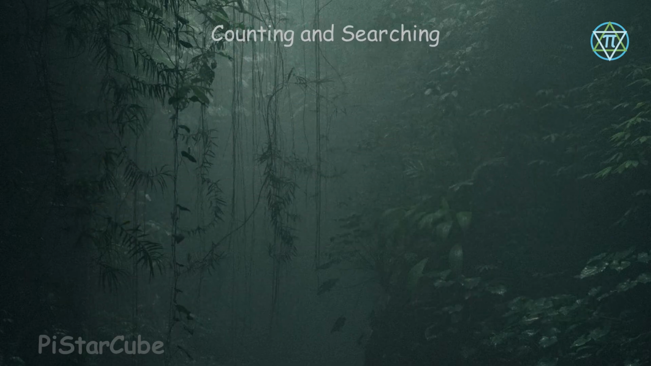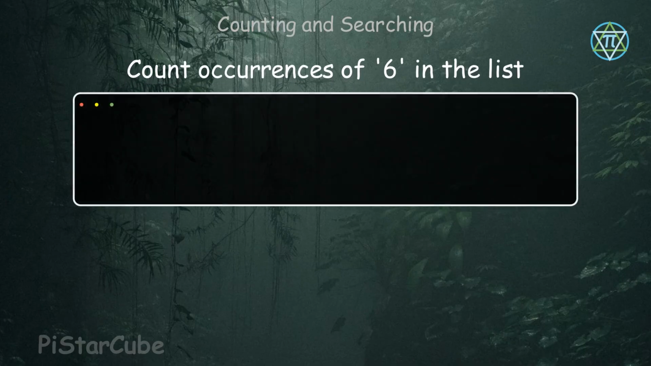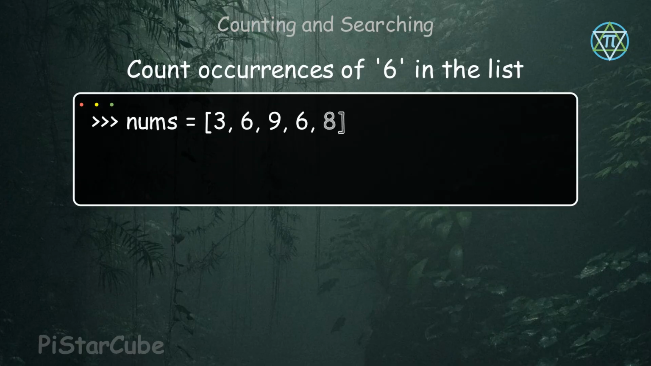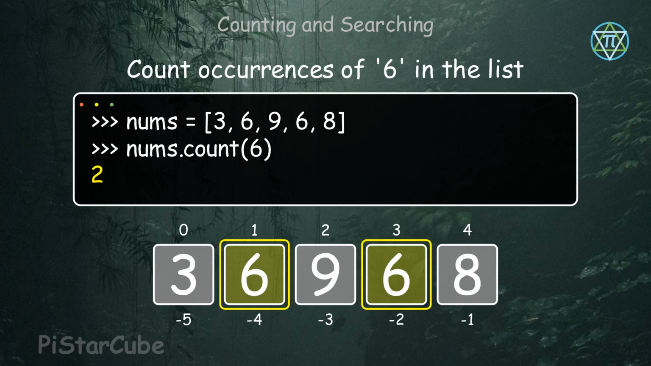Now, let's explore how to count and search elements in a list. We start by creating a list called nums. To count how many times the number 6 appears, we use the count method. This returns 2 since 6 appears twice in the list. It's the quickest way to find the frequency of any item in the list.